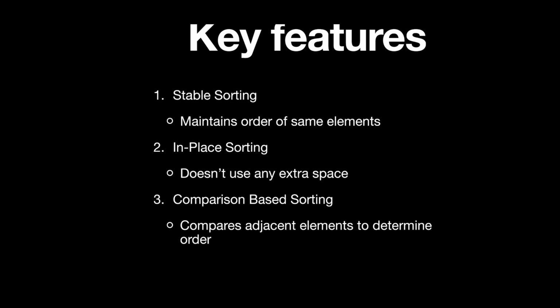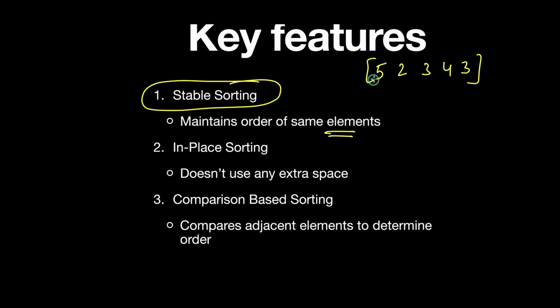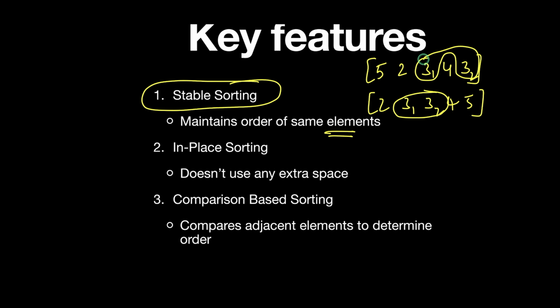So before we end the video, let's take a look at some of the key features of bubble sort. Bubble sort is a stable sorting algorithm. It maintains the relative order of same elements. So if I say that I have an array that says 1, 2, 3, 4, and 3, if I sort it, this should be 1, 2, 3, 3, and 4, right? So let's call this 3, 1, and 3, 2. In the sorted array, it would be 3, 1, and 3, 2. So the relative order is still maintained, right?